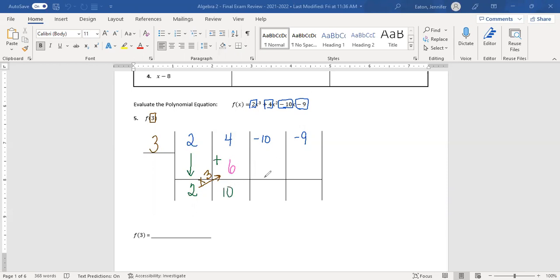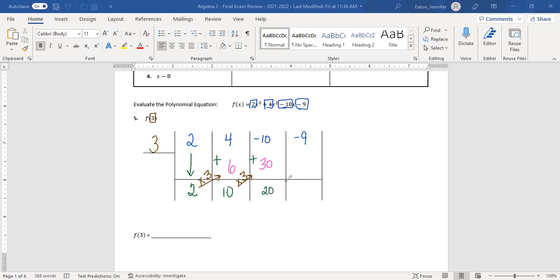A number came outside of our synthetic division box, so we take that number and we multiply by 3. So 10 times 3 is 30. Then what do we do? We add straight down. -10 plus 30 gives us 20.